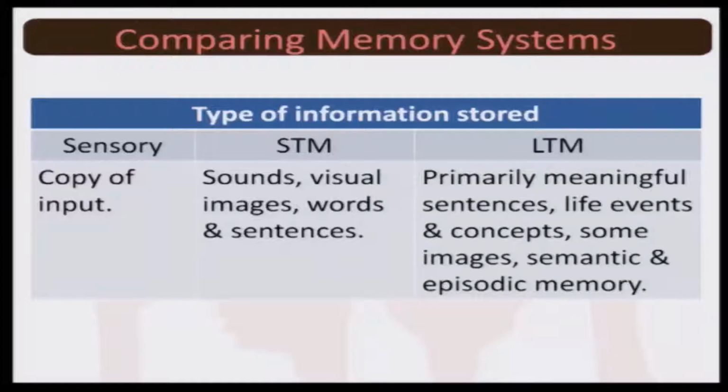Now, we come to the type of information that is stored. In case of sensory memory, it is an exact copy of the input that is stored. In the case of short term memory, it can have sounds, visual images, words and sentences. Long term memory has the fantastic thing. Long term memory primarily has meaningful sentences, life events, concepts, images. Right now we discuss semantic and episodic memory. So, the whole of this becomes part of long term memory.